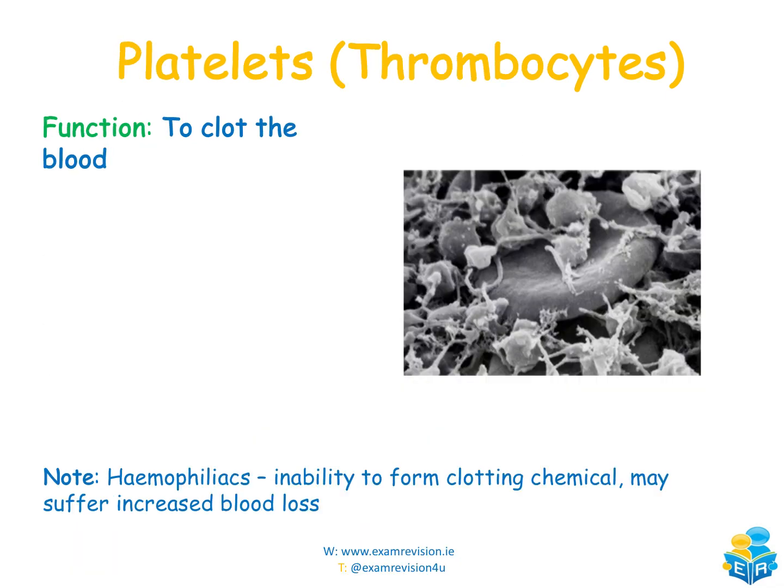And the final component we're going to have to look at here is the platelets, which are also known as the thrombocytes. And their function is quite simply just to clot the blood. So if you do have an injury and you start to bleed, your platelets are responsible for making sure that you do clot so that you're not going to bleed out and cause yourself further harm. So hemophiliacs then, they have an inability to form clotting chemicals, and they may suffer from increased blood loss. Okay, so we mentioned hemophilia earlier on in terms of the red blood cells as well, but they do have an inability to form a clotting chemical, and as a result they may suffer increased blood loss because they're not able to clot the blood as efficiently as people who don't have hemophilia.